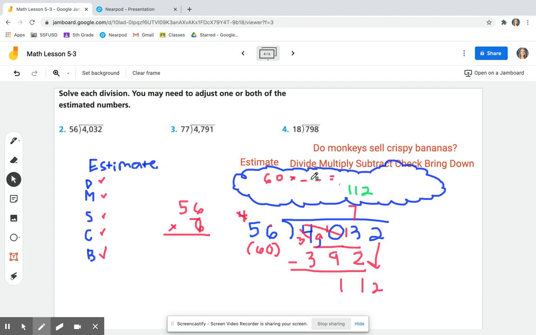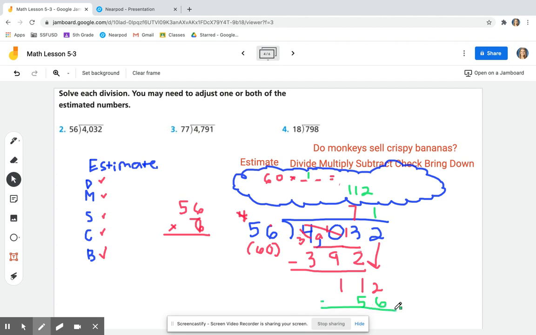What's 60 times 1? That's 60, too small. What's 60 times 2? 120. That might be too much. Let's see if 1 works. So again, be ready to erase as needed. Let's put our 1 in our quotient. That's going to be in our 1 spot. And our next step is we're going to be multiplying 1 times 56. Well, what's 1 times 56, everyone? Just 56. So we're going to write a 5 and a 6 below 112.